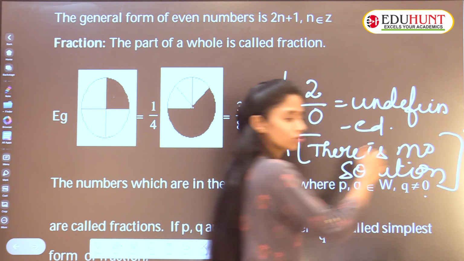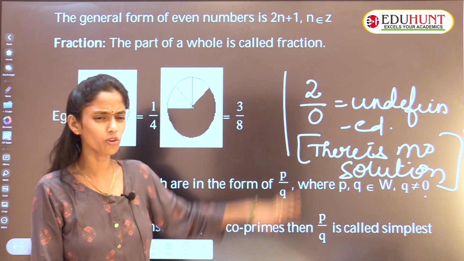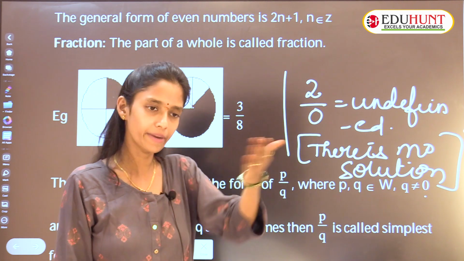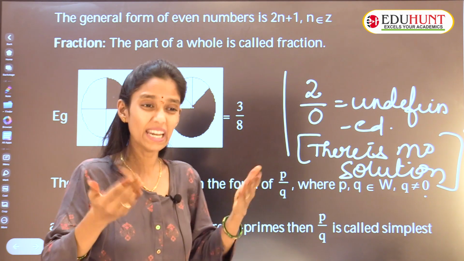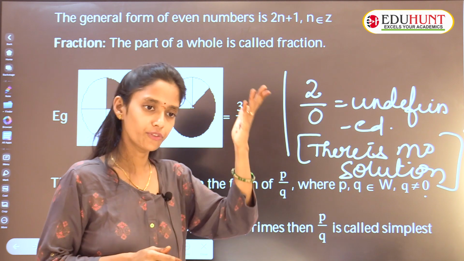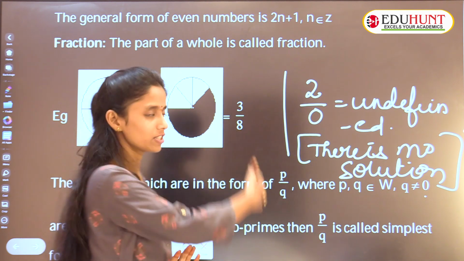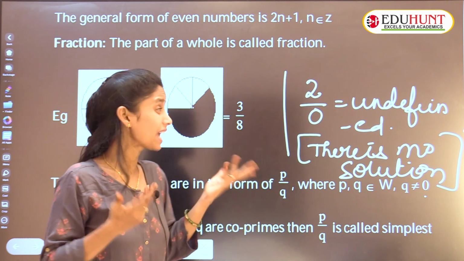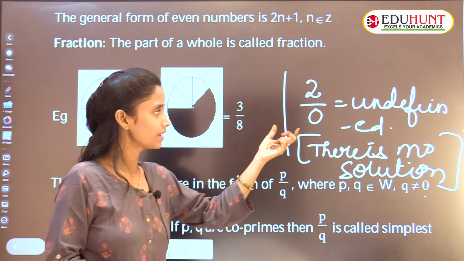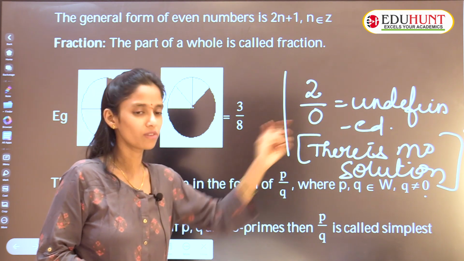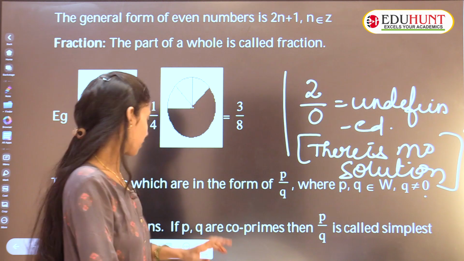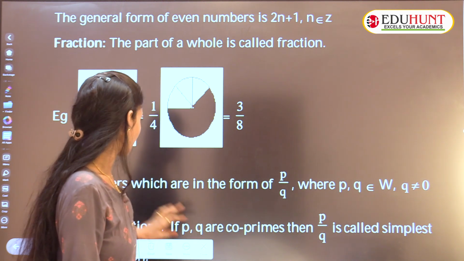There is no solution. So, not only 2 by 0, anything by 0, 1 by 0, 3 by 0, 1 lakh by 0 or 15 crores by 0, anything by 0, there is no solution. We can't simplify. That's why in mathematics they use the word undefined. Okay. So, this is a fraction.